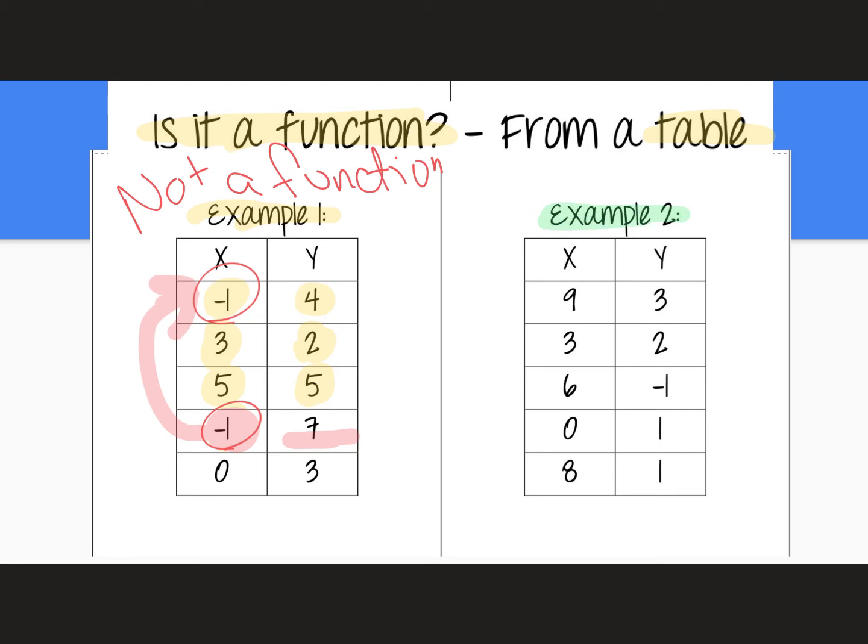So example 2, I have an input of 9 with an output of 3, that's fine. An input of 3 with an output of 2, fine. Input of 6 with an output of negative 1, that's fine. An input of 0 with an output of 1, that's fine. Input of 8 with an output of 1. Even though these repeat, that is allowed. You can get the same output for different inputs, but each input can only have one output. So this one is a function because each of my inputs only has one output.